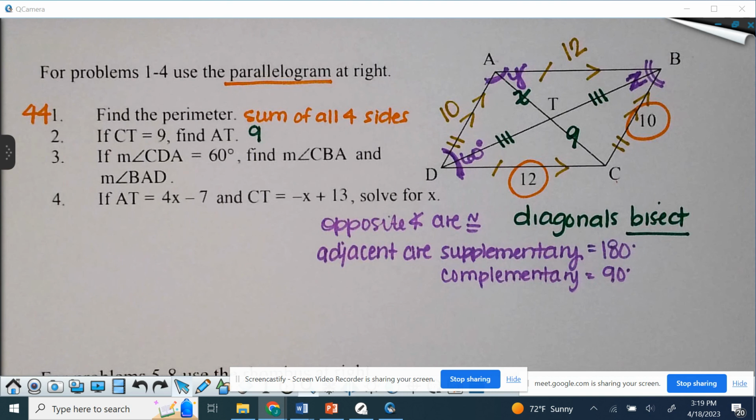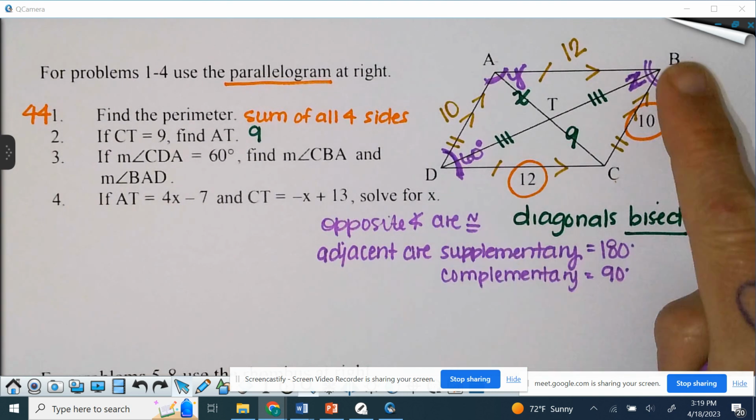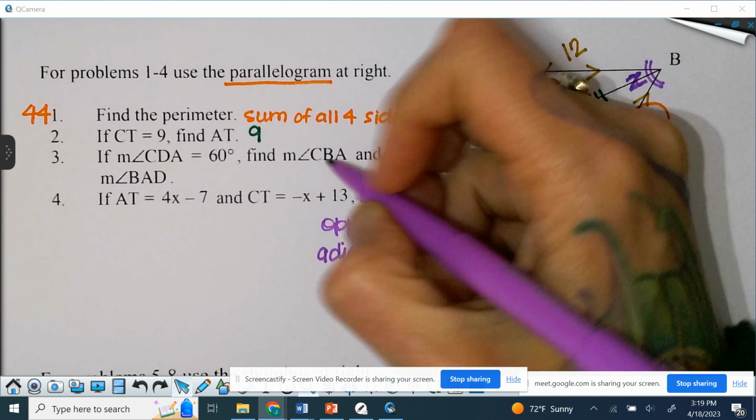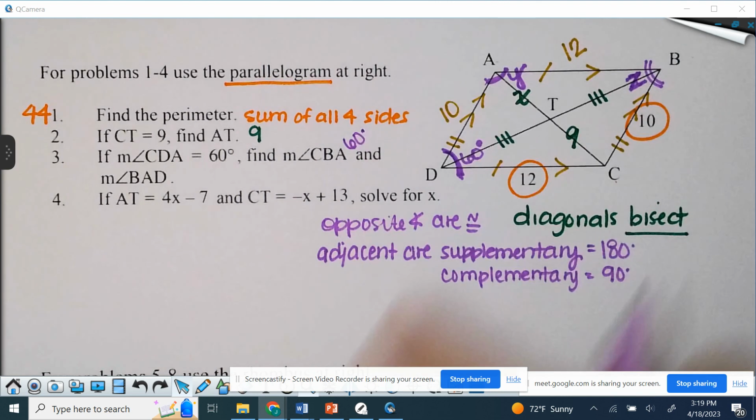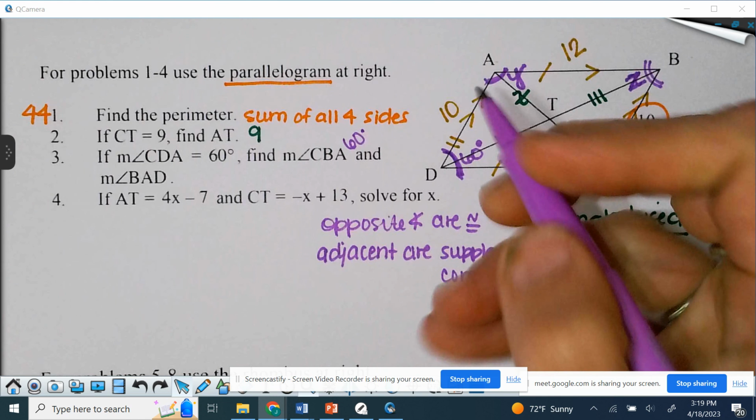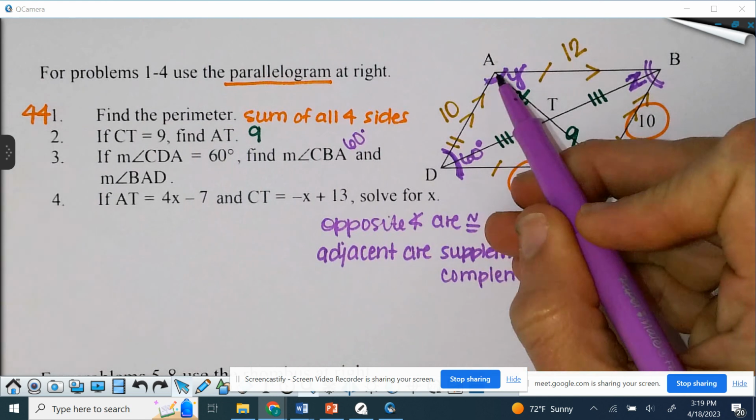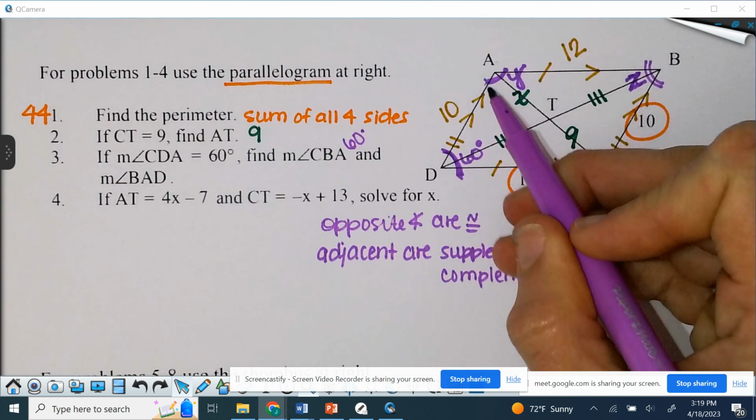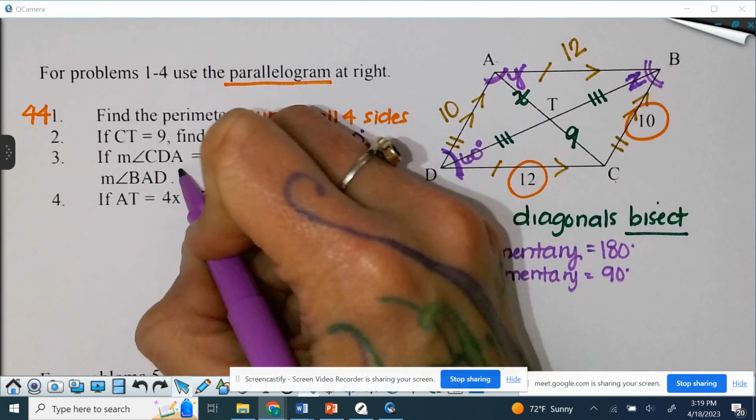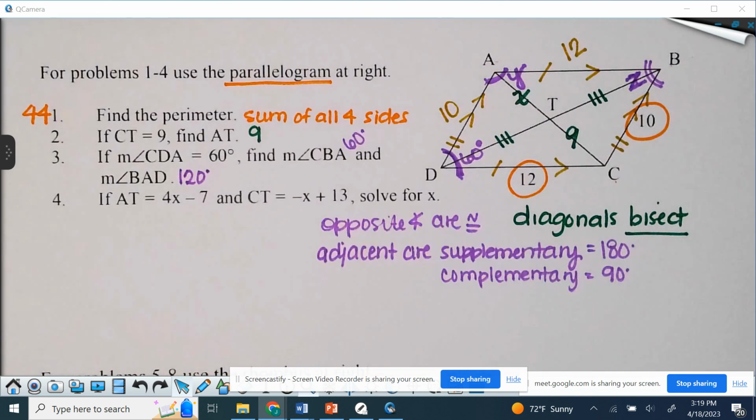So since this is 60, I know B is 60 because opposite angles are congruent. So CBA is going to be 60 degrees. And then A, so that's 180 minus 60, and I'm not calling it the right letter because at A there's actually 3 angles in this corner, the big one and 2 little ones. So BAD is going to be 120 degrees. And it does matter. So if you say angle A, it's too vague because there are those 3 angles up in that corner. All right.